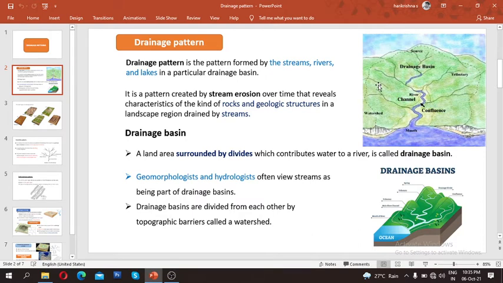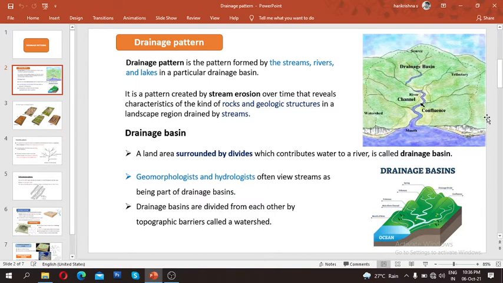Okay. The flow of water is only concentrated inside this area, whereas it is not concentrated outside this area. That is what we call a watershed. That is nothing but drainage basins divided from each other by some topographic barriers or ridges. These topographic barriers or ridges are known as watersheds. So within this watershed or this basin, what is there? The divides contribute water to the river.